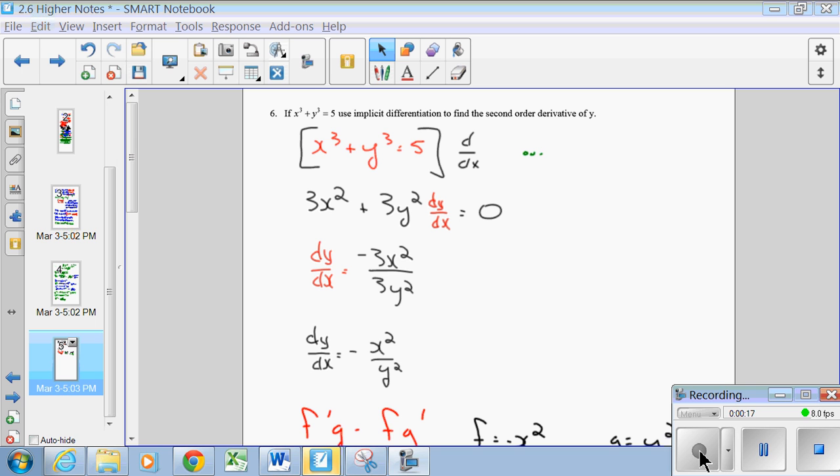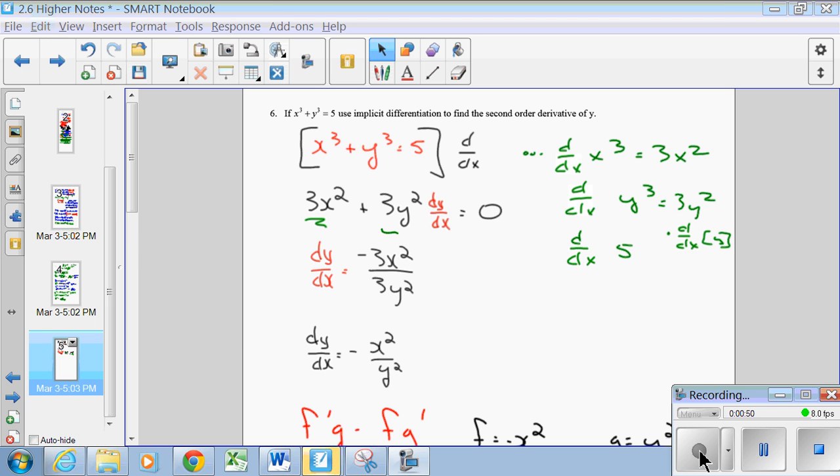So our inside thoughts here are, what is the derivative of x cubed? What is the derivative of y cubed? And what is the derivative of 5? And the derivative of x cubed, we know, is 3x squared, and that's what we start with. We know the derivative of y cubed is 3y squared, but then we have to take the derivative of our base function y. So that's why it's 3y squared with dy dx. And we know that if you take the derivative of 5, it's 0.